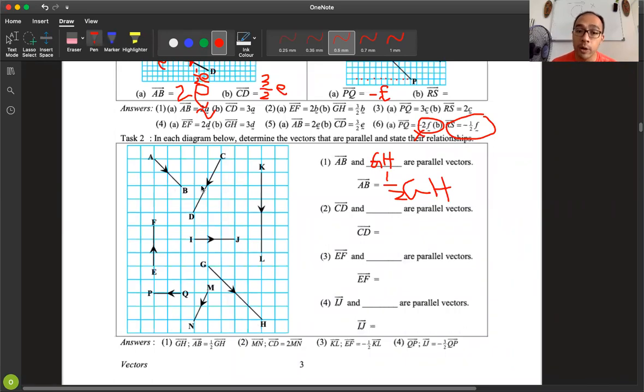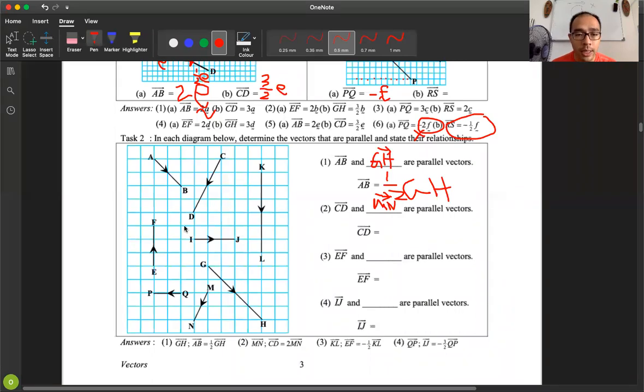Let's take a look at another one. C to D. C to D is a parallel vector with who? Look at the direction. C to D is parallel in direction with MN. But they're not equal. They are not equal. They're just parallel. Oh yeah, I forgot to put the arrow above.